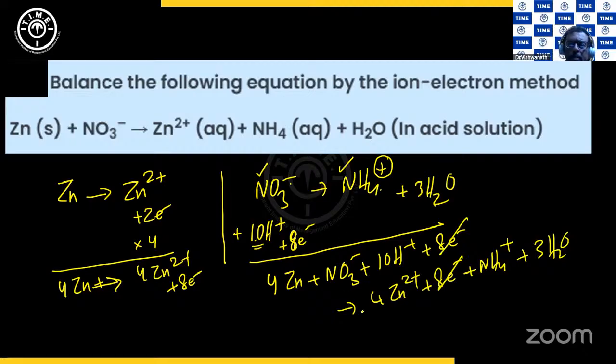Now check for the balance of mass as well as charge. 4 Zn, yes, equal. 1 N, yes. 10 hydrogens. 6 + 4 is 10, correct. Now look for the charges. So 10 - 1 is 9. 8 + 1 is also 9. So this is balanced. This is an acidic medium, so I have left the H+ as it is. Clear? So this is how we balance redox reactions. We have used oxidation number method as well as ion electron method.